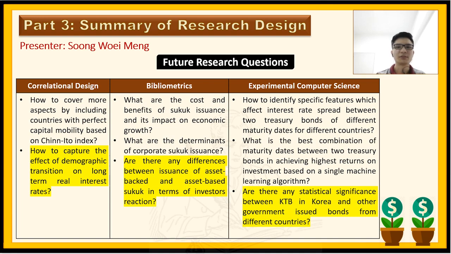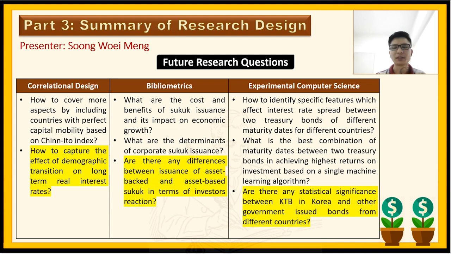Next, on the future research questions, we have identified some of the future research questions. For example, for correlational designs, one of the questions is how to capture the effect of demographic transition on the long-term real interest rate. Next, bibliometrics, the authors actually suggested that the future research question can hinge on whether there are any differences between issuance of asset-backed and asset-based Sukuk in terms of investor reaction.